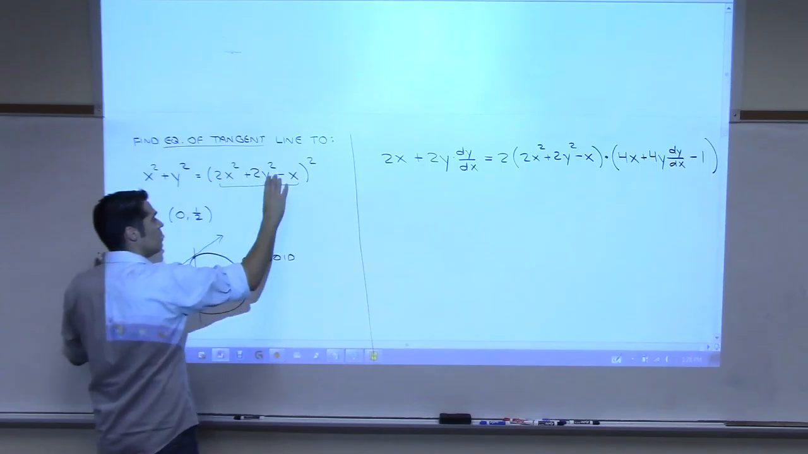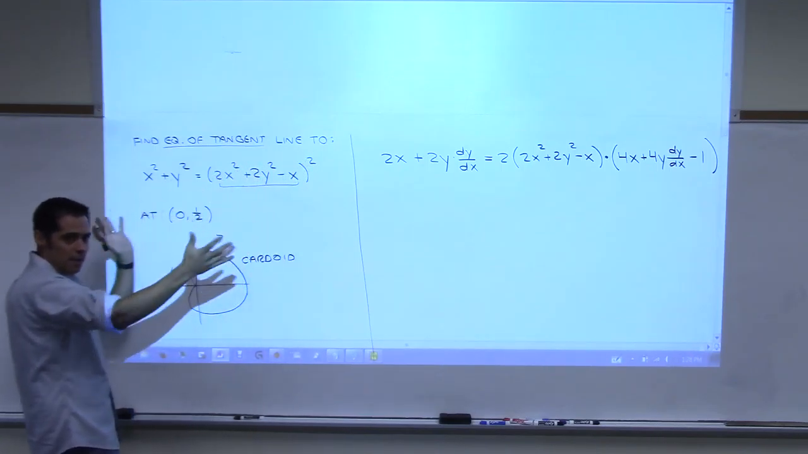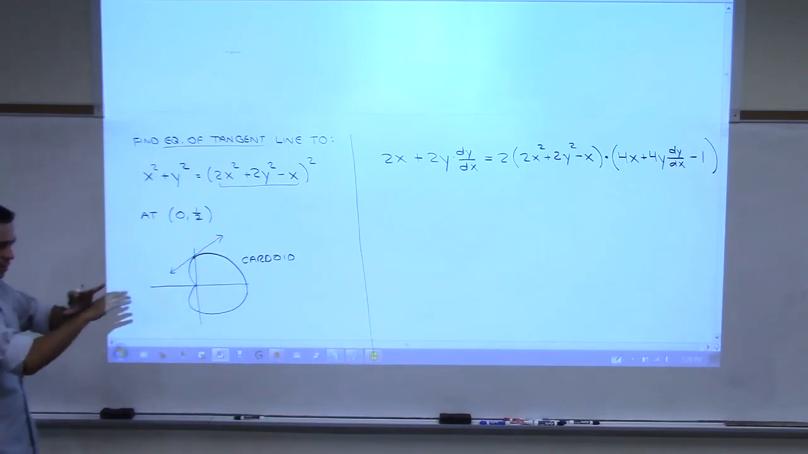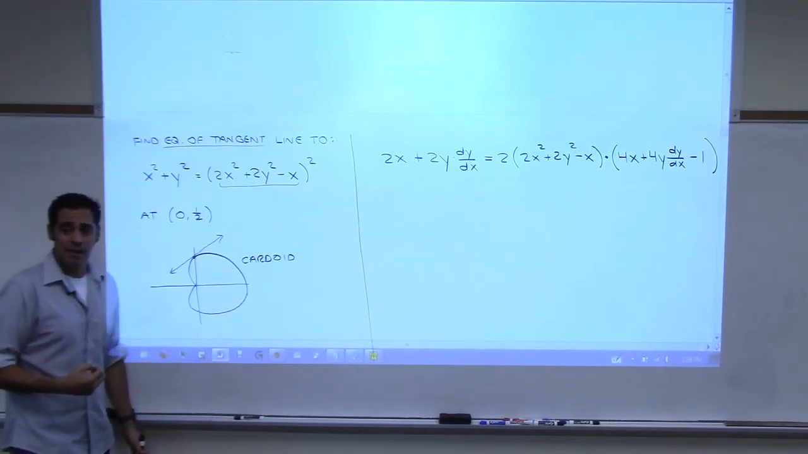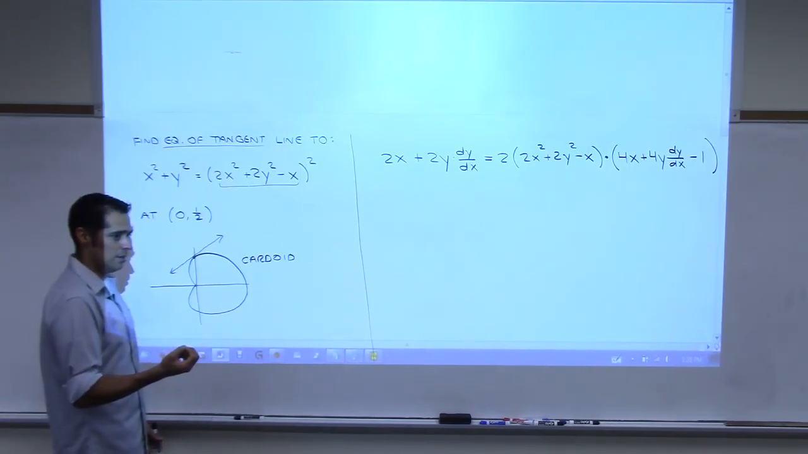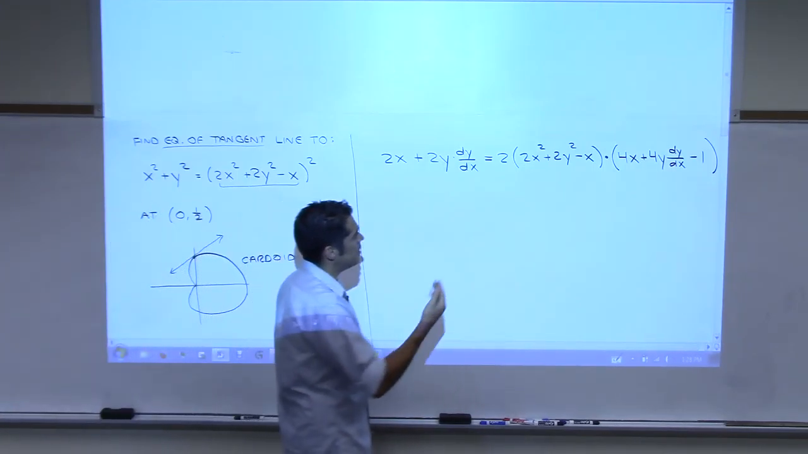2 times the junk to the first power times the derivative of what was inside. We have exhausted the function, or the expression. It's completely differentiated. And I'm trying to find the derivative dy/dx at a specific point. Do you see dy/dx in here?